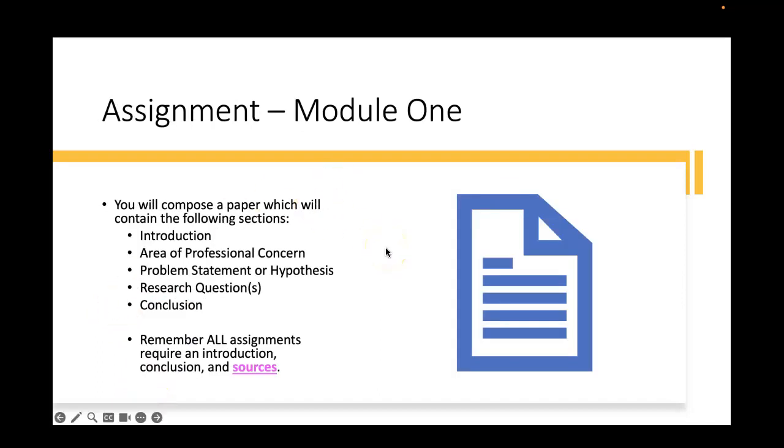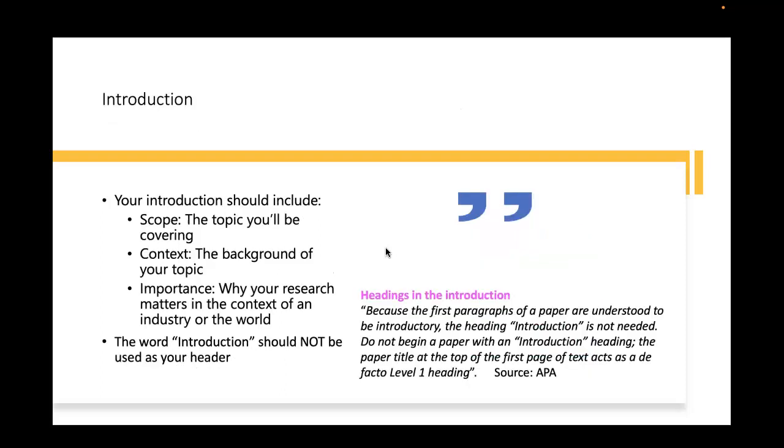You will compose a paper for your Module 1 assignment. It's going to be essay format following APA guidelines, which will contain the following sections: an introduction, an area of professional concern, problem statement or hypothesis, research questions, and a conclusion. Remember, for all of your assignments in this course, you will be required to include an introduction, conclusion, and sources.